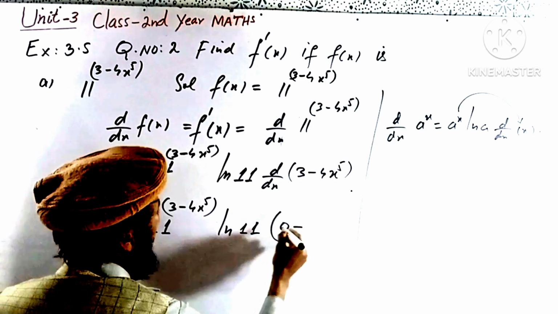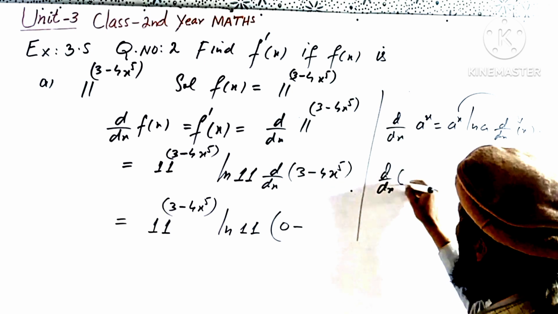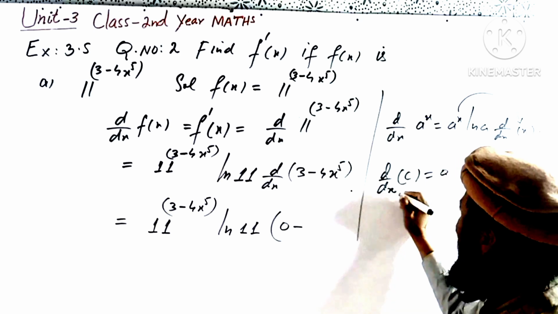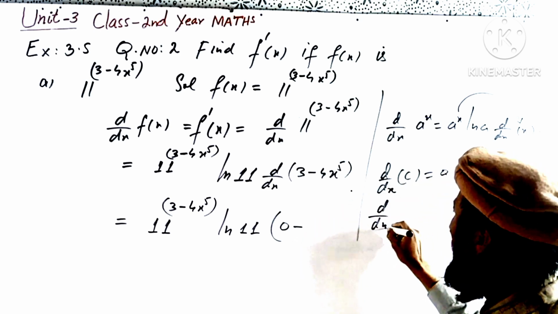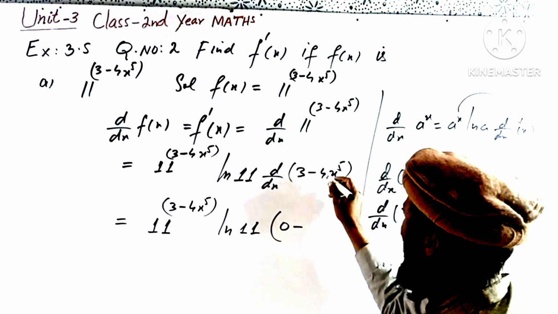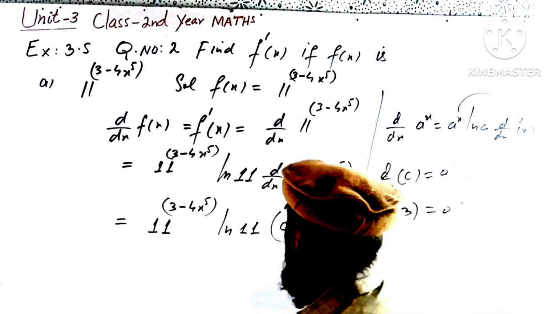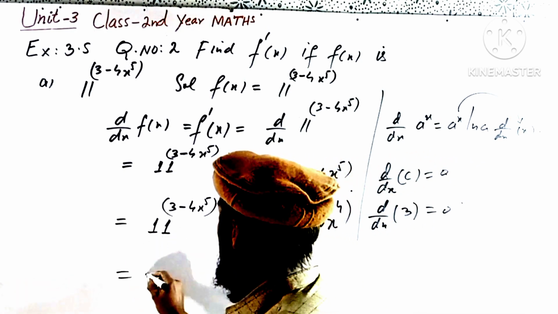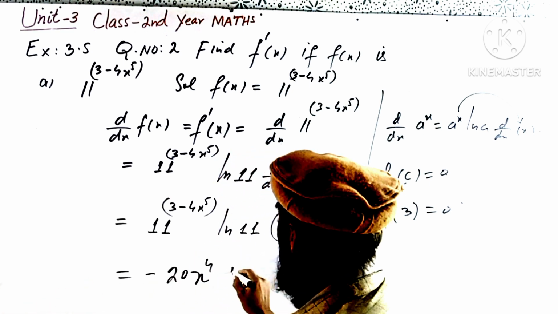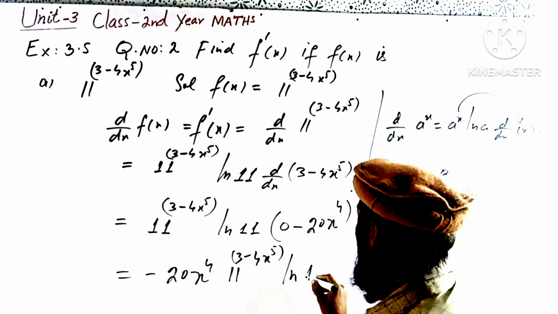The derivative of 3 is 0, a constant value. According to the constant rule, the derivative of any constant value is 0 because there is no x available and we are differentiating with respect to x. Here the derivative of the 3 value is 0 according to this definition. Minus 4 multiplied by 5 x power 4. Now we can write this result as minus 20 x power 4, 11 power 3 minus 4 x power 5, and log of 11.